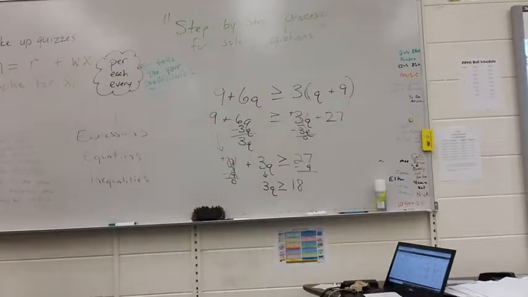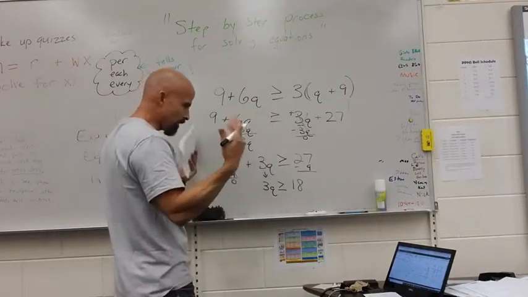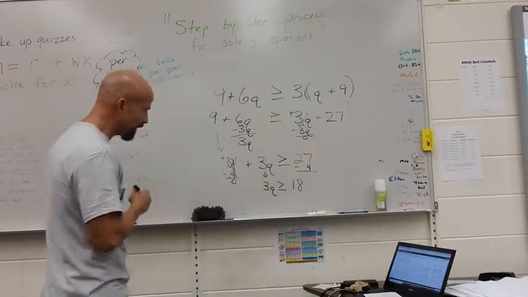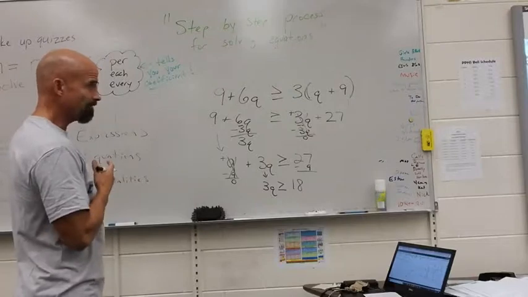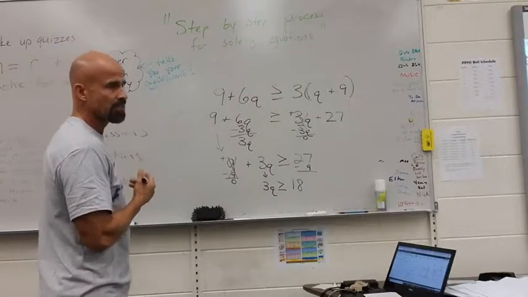So now I'm done with step 4. I go to step 5. So on step 5, again, read on your steps sheet. Well, step 5 tells me I'm going to need to divide. It says divide or multiply.